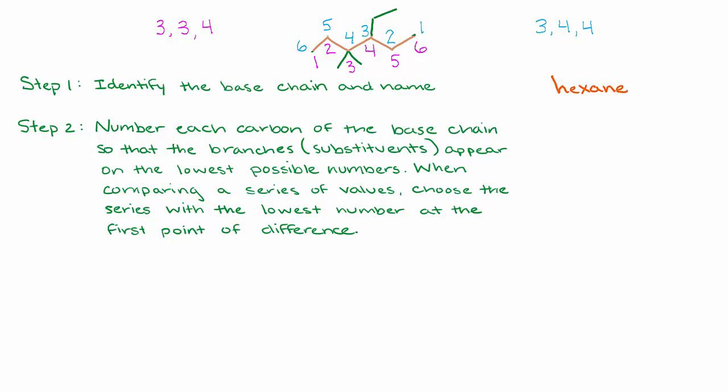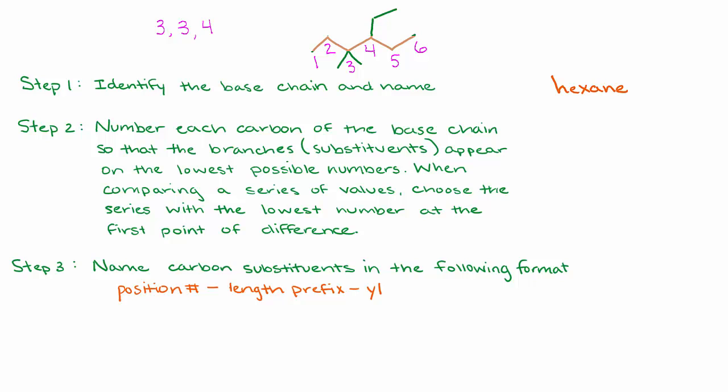We will choose the series of values with the lowest number at the first point of difference. Both lists begin with a 3, but the leftmost list has a 3 as the second value as well. As this is lower, we will choose to count from left to right. Then, we will name each substituent in the following format. There are 2 methyl groups at position number 3, so we will list them both separately, and an ethyl, 2 carbons, at position number 4. Since there is more than one substituent, we will proceed with steps 4 and 5.